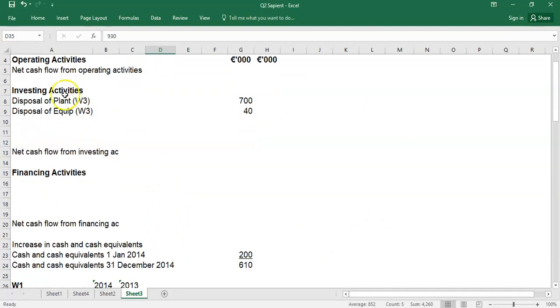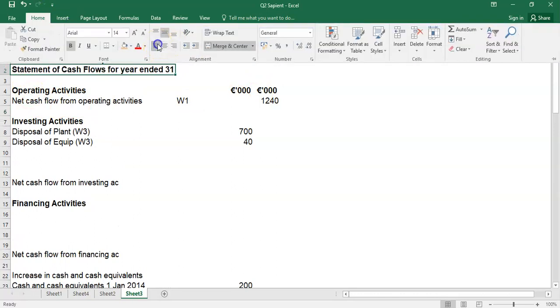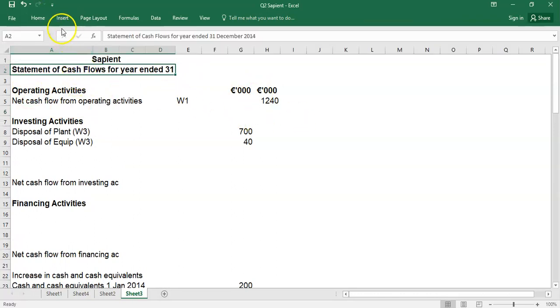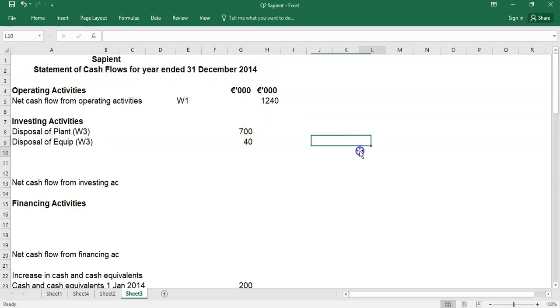So we put that in, net cash flow from operating activities, working 1, 1240. So I just put it in as a single line like that. You can show the examiner your workings, but it's just nice and neat then. And there's no ambiguity about where the figures are coming from.